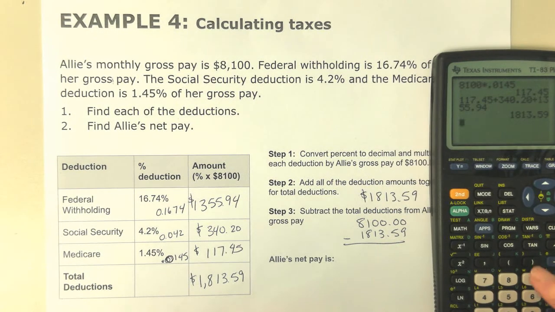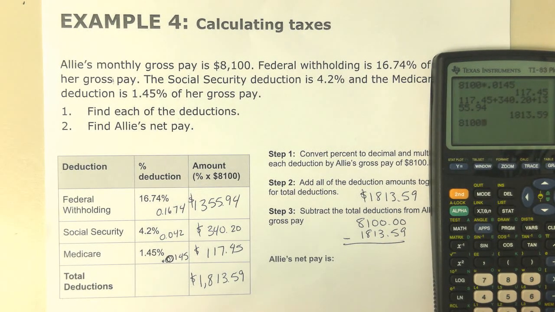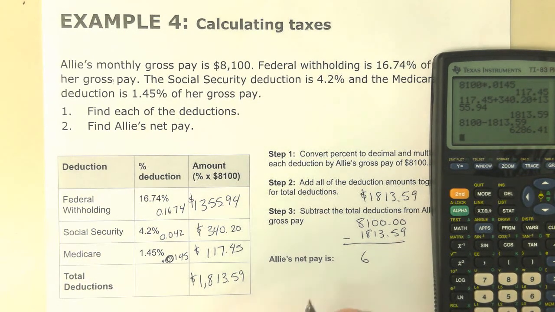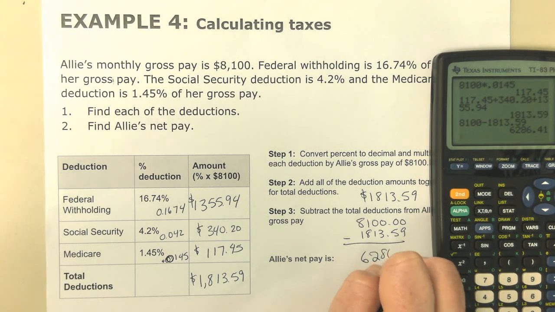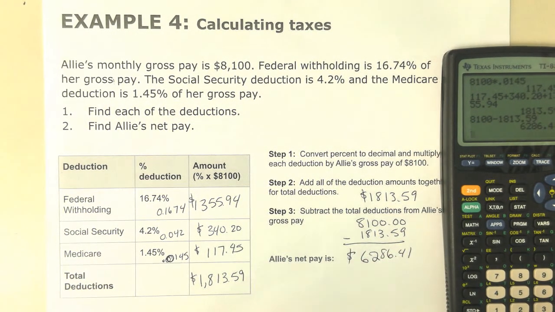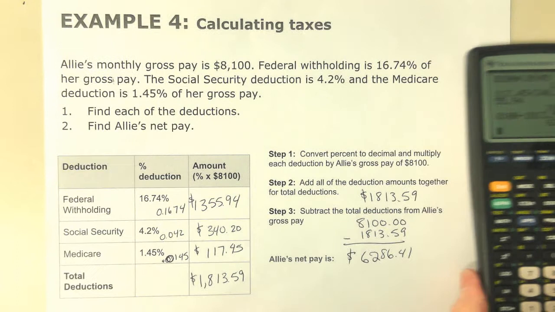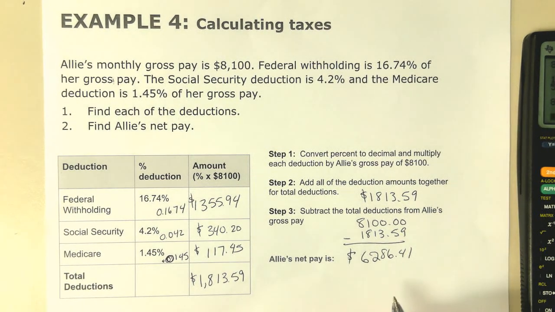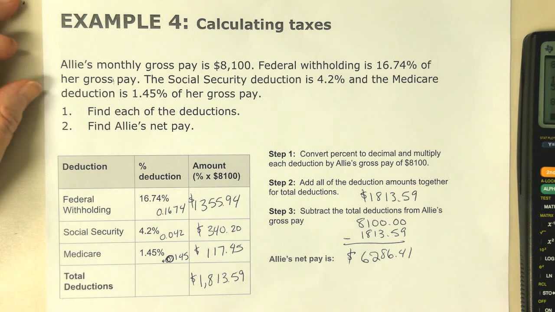Let's just do it on the calculator. 8100 minus 1,813.59, and we get $6,286.41. That is her net pay for the month. So every month she will take home that much money. The rest of it will go to Social Security, Medicare, or to plan for her annual income tax.